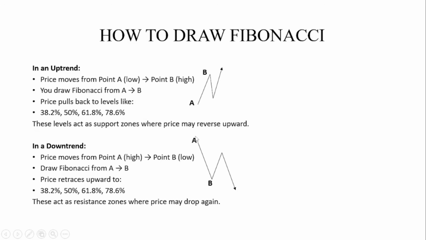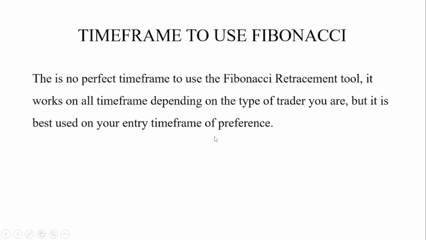Now, in a downtrend, the reverse is the case. You wait for price to move from point A, which is the high, to point B, which is the low. In a downtrend, you look for the recent high and drag your Fibonacci all the way to the recent low, waiting for a pullback before looking for entry opportunities. The same thing that applies in an uptrend also applies in a downtrend. Wait for price to pull back into the 78.6% retracement zone before you start looking for trading opportunities.